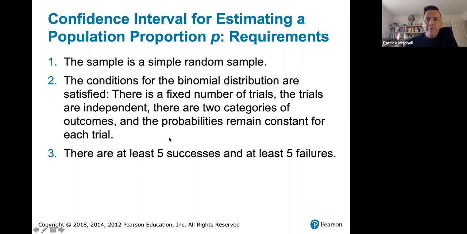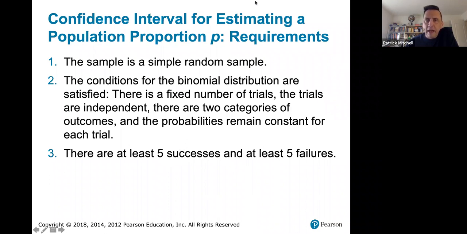Okay, requirements for constructing a confidence interval. The sample has to be a simple random sample. The conditions for a binomial distribution are satisfied. You have a fixed number of trials. The trials are independent. There are two categories of outcomes called success and failure, and the probabilities remain constant for each trial. There are at least 5 successes and at least 5 failures.